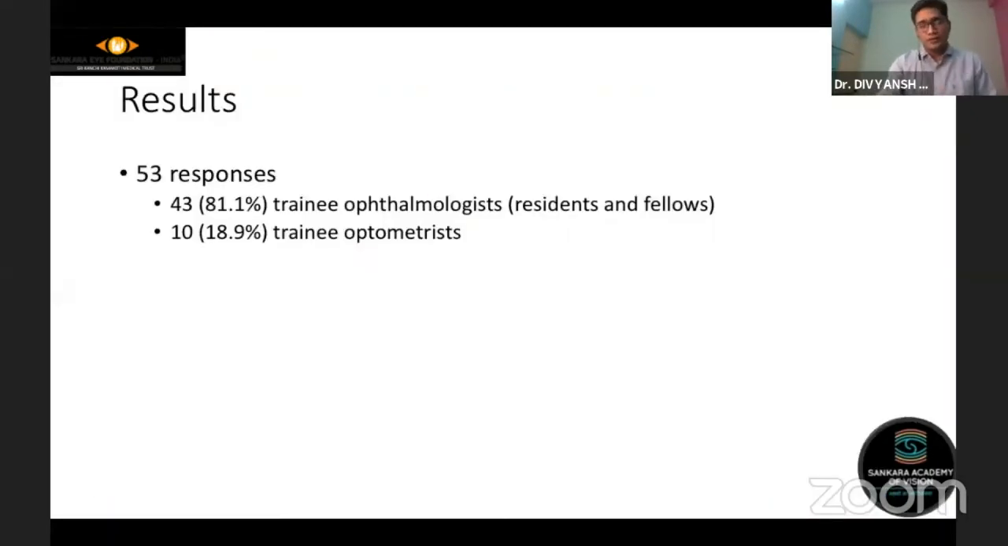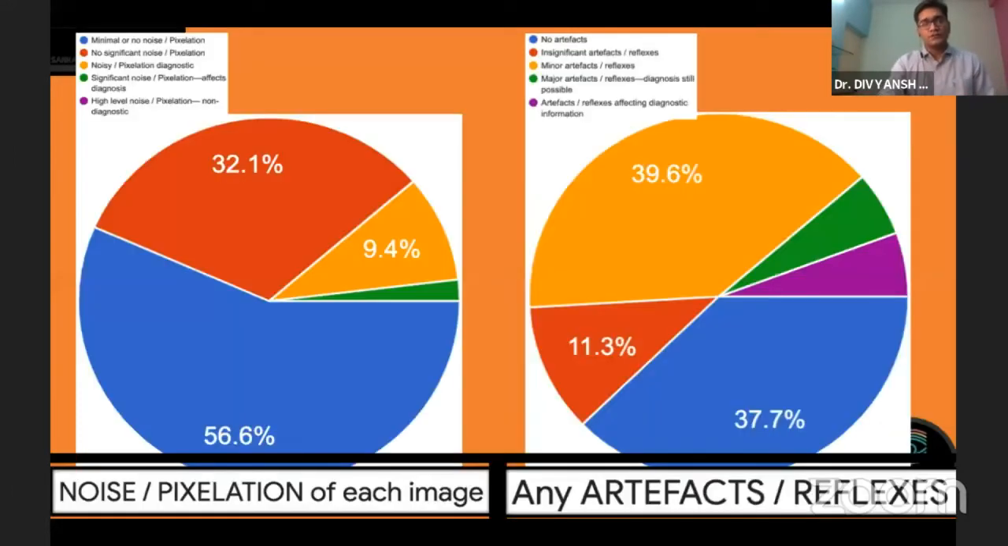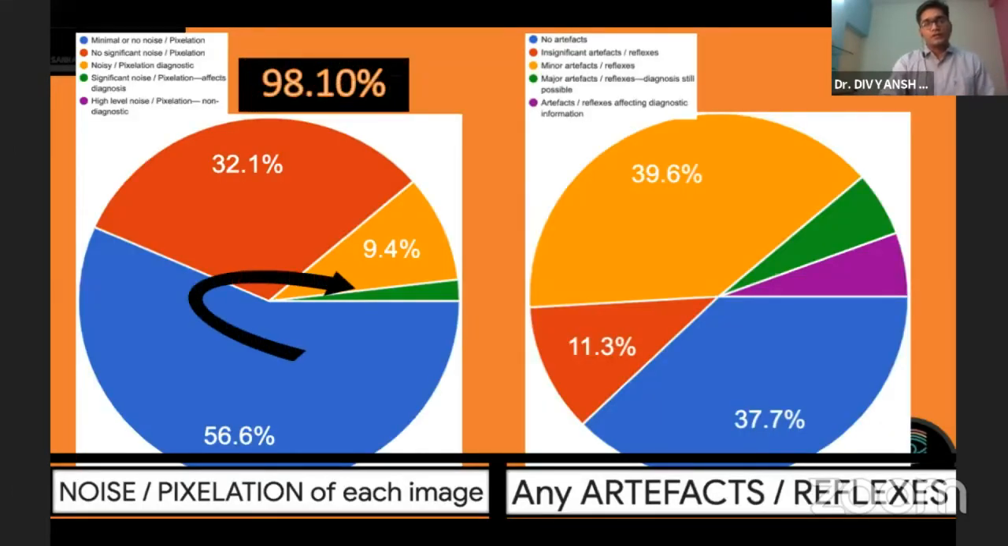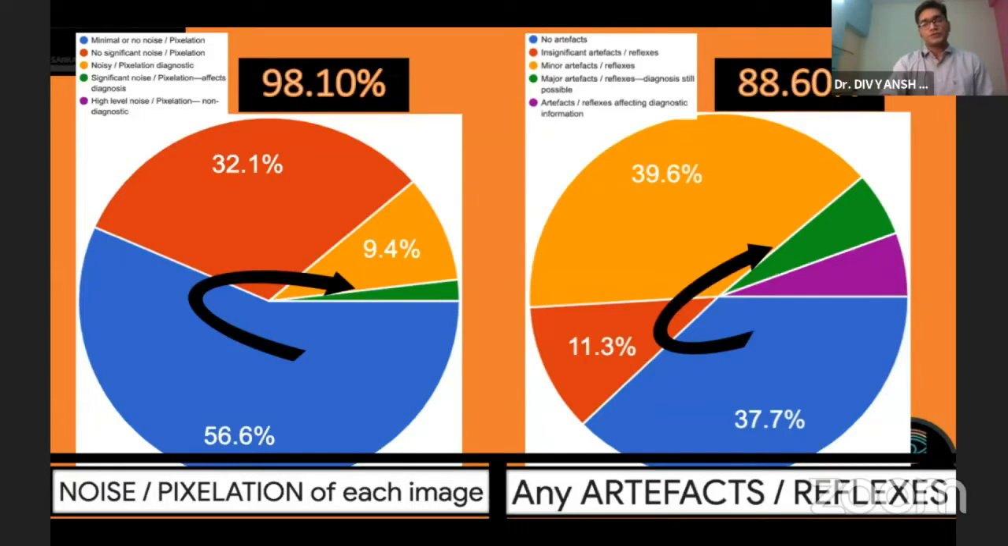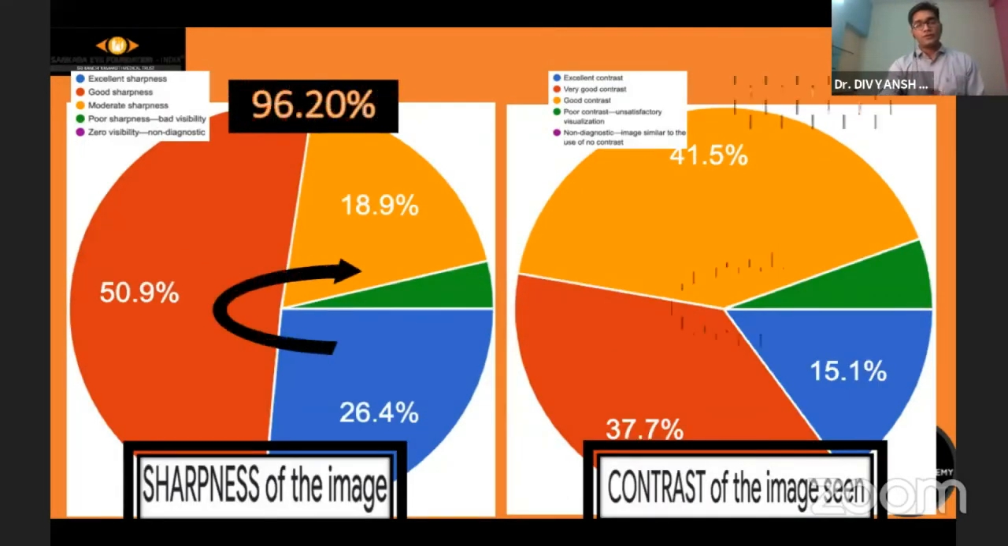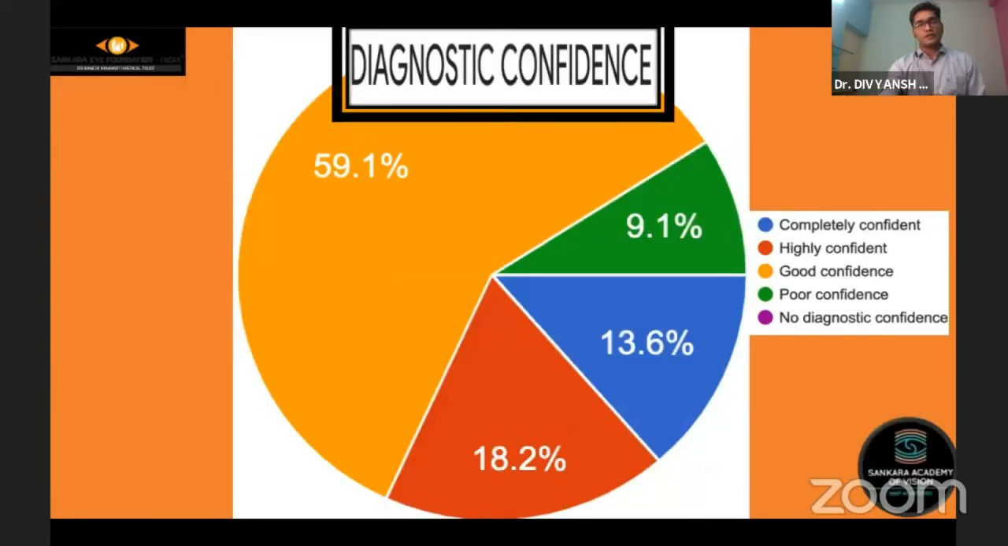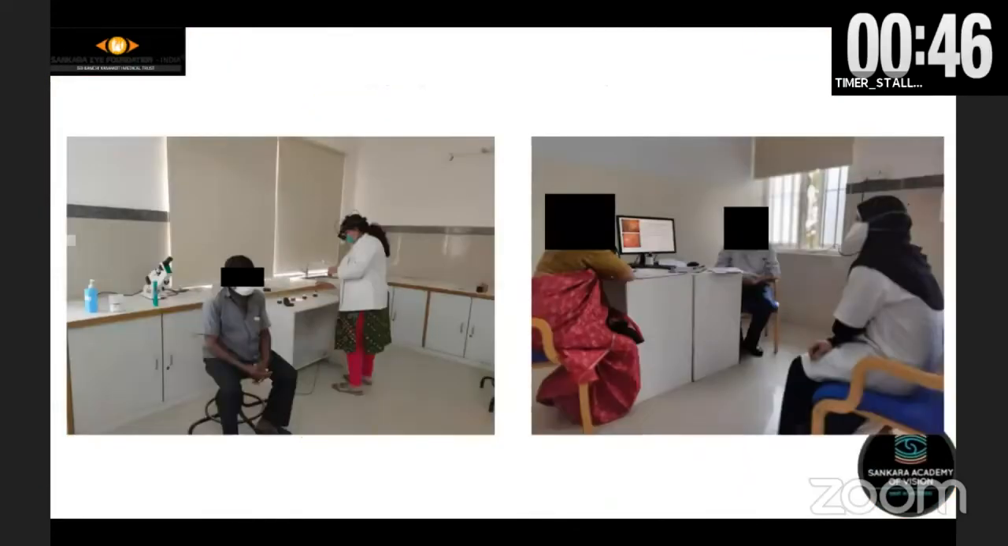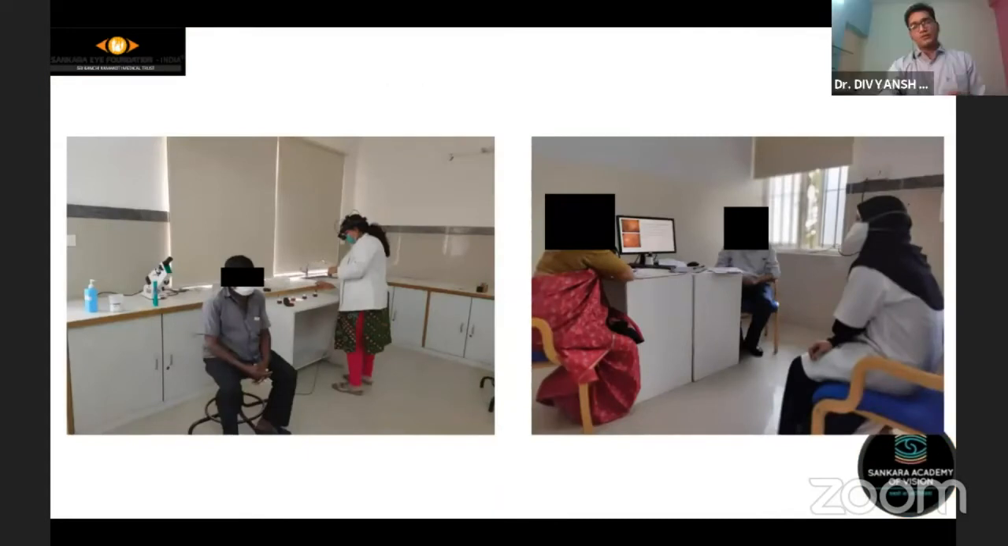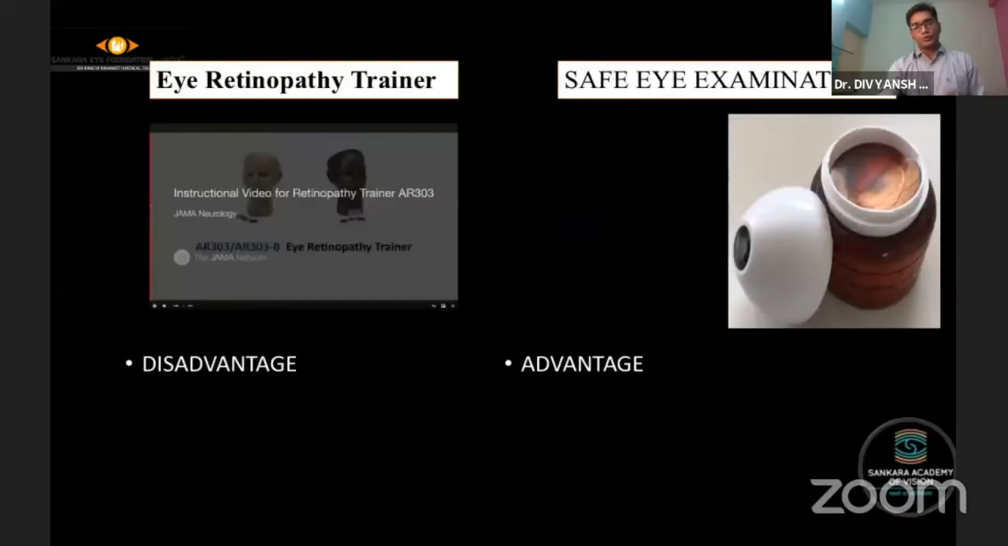So we evaluated whether it actually works. 53 responses were accounted for. In that, as we can see, more than 90% of responses had either no pixelation or no artifacts, very good sharpness and contrast, and good diagnostic efficacy of more than 90%. And yes, we utilized this for the same evaluation for our DNB exams, and it worked very well.